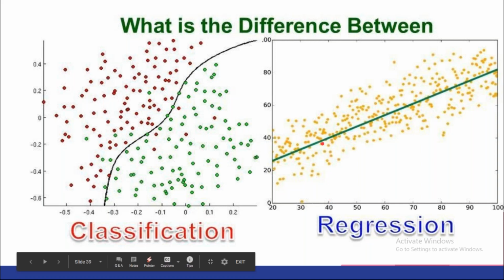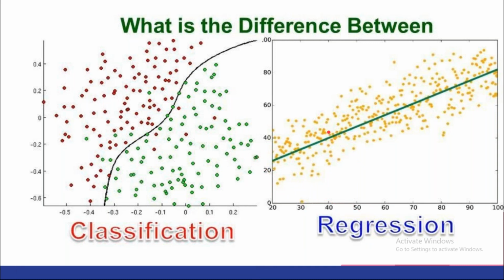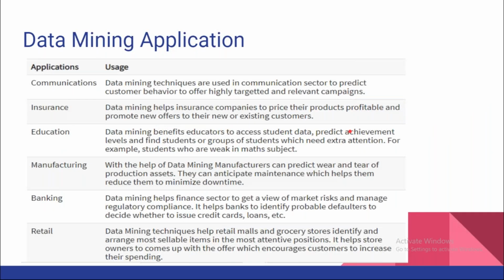So they are following a linear relation. If this is x, this is y. So they are following the relation x is equal to y. If the value for x is 1, the value for y is also 1. If the value for x is 2, the value for y is also 2. So this is the basic difference between classification and regression.